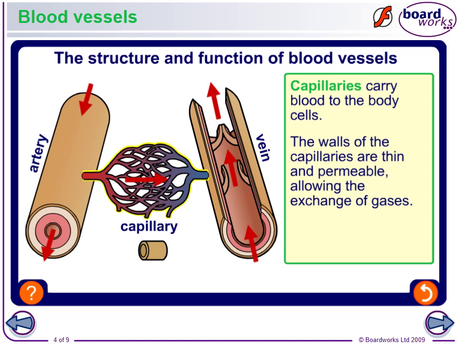Okay, so now we also have blood vessels. We have arteries that take blood away from the heart and veins that bring blood back to the heart. So the arteries carry the oxygenated blood and the veins carry the deoxygenated blood. And then you have capillaries to allow for that gas exchange.